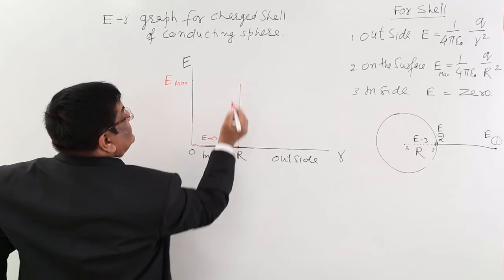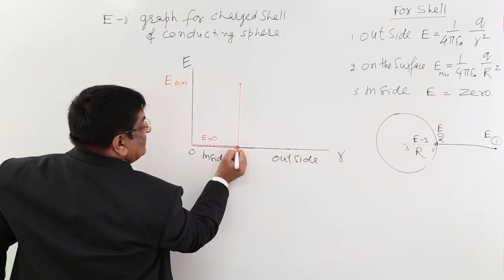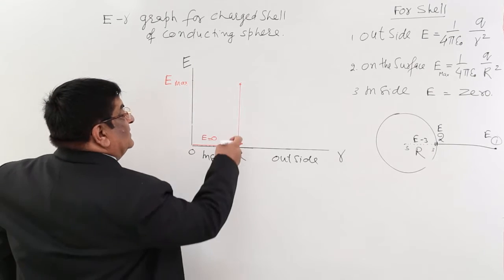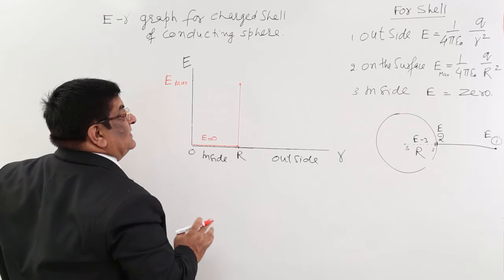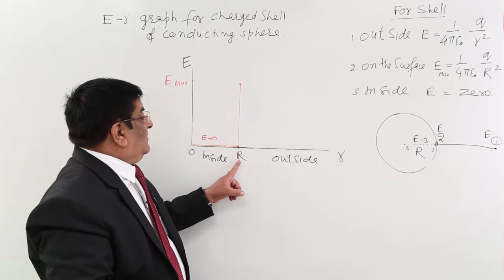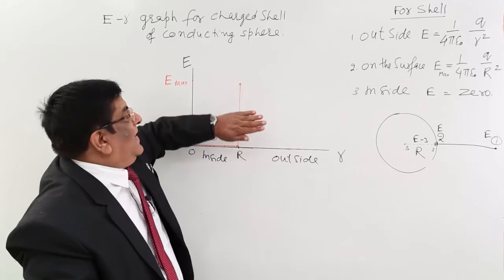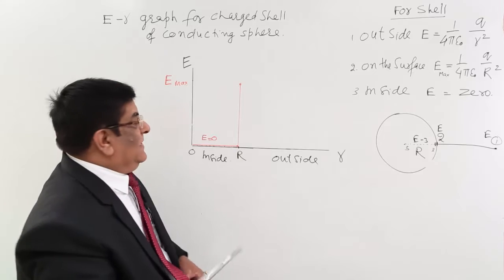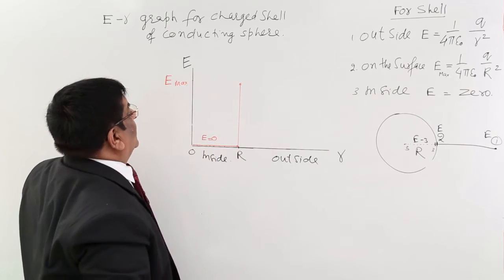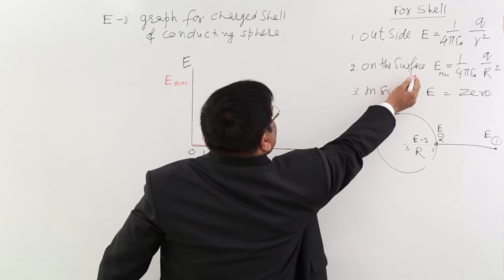So after this I get this point. This is inside, this is outside. To maintain the continuity, I draw this line. Otherwise, this line does not mean anything, because at one point we cannot have more than one value. So in fact, this line should not be there. This is one point and this is the next point. Okay. Now after this is the surface.